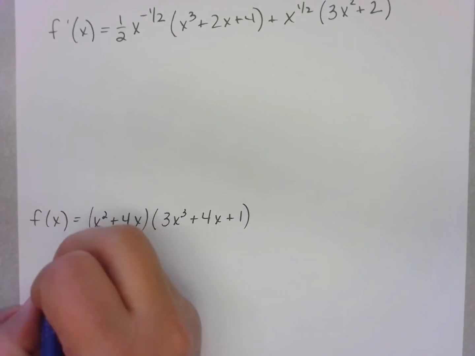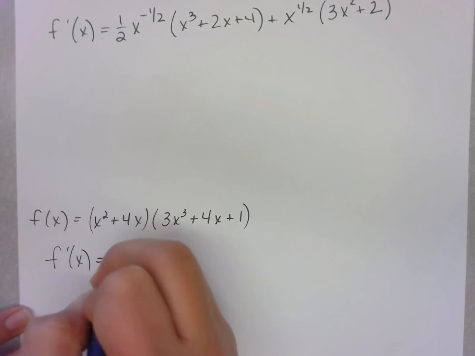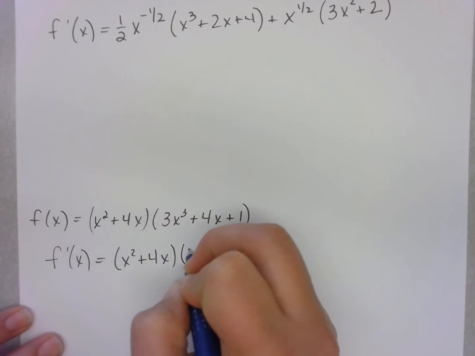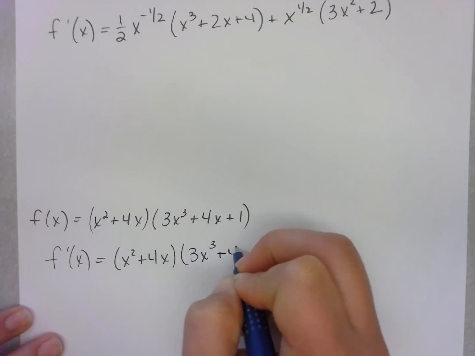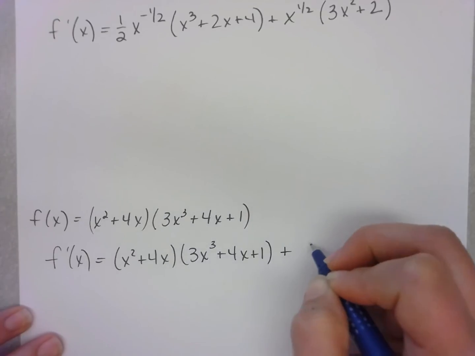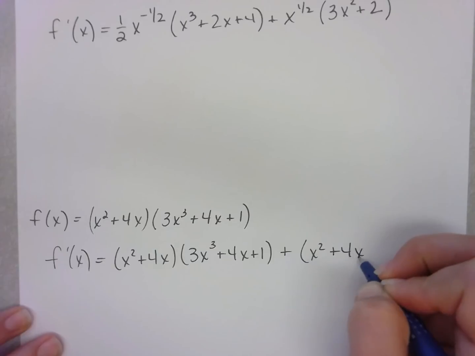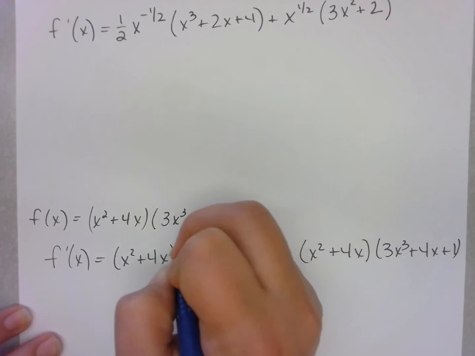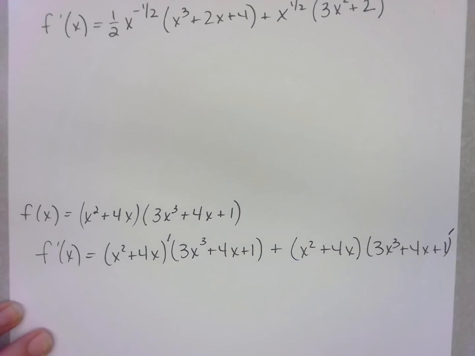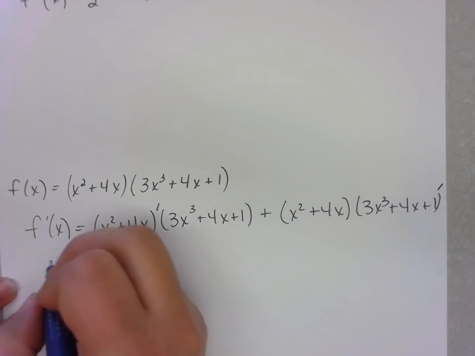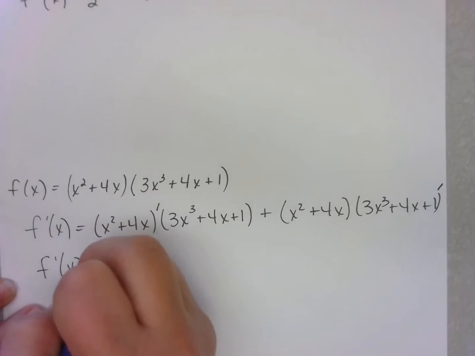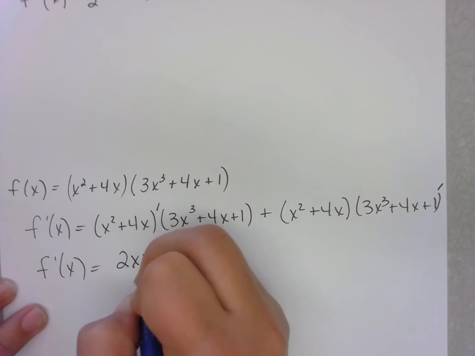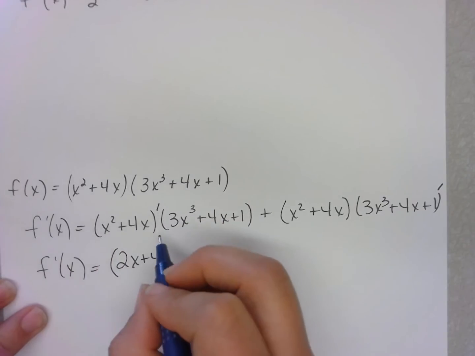All right, so let's do f prime of x here. I'll just write this out again twice: x squared plus 4x times 3x cubed plus 4x plus 1. I'll do the derivative of this one first and then the derivative of this part second. So my f prime of x will be, the derivative of x squared plus 4x is 2x plus 4. I put parentheses because I'm multiplying.